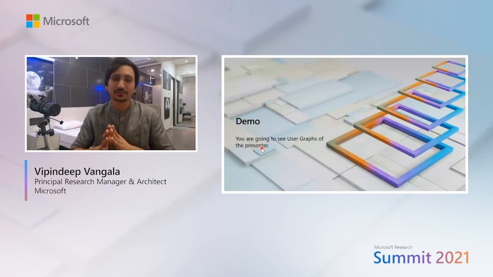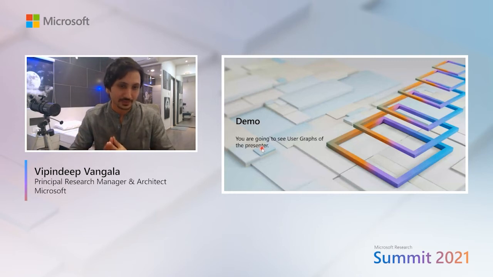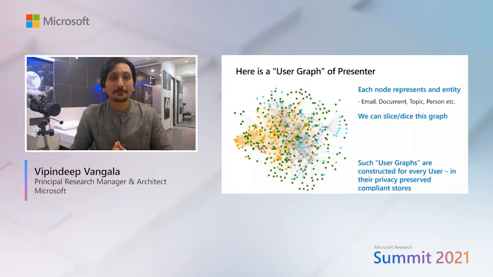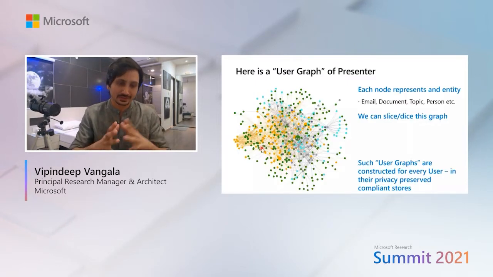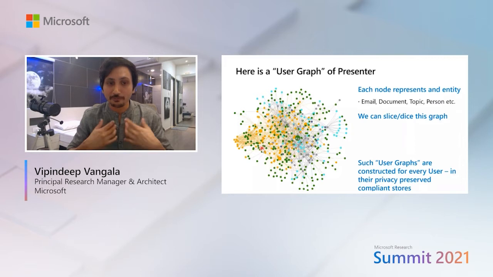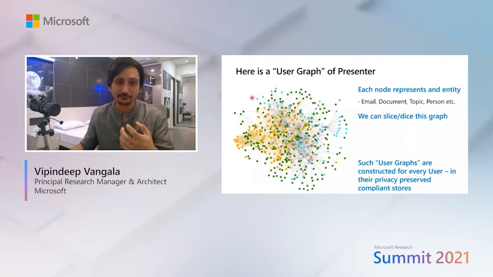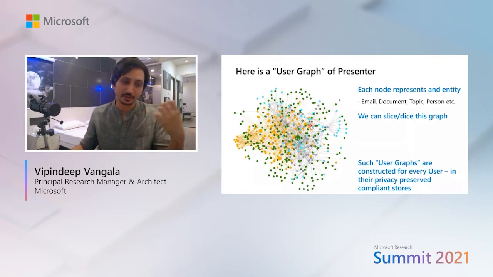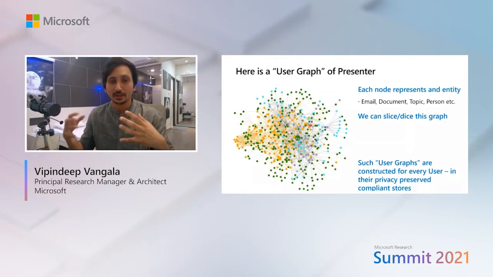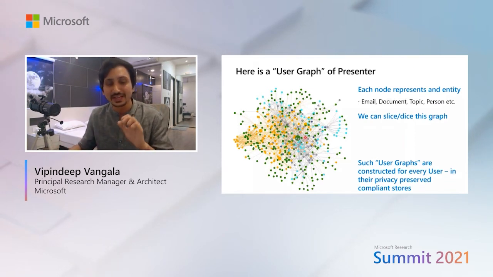Let's get into a quick demo of the user graph and the potential of this graph learning. What you're going to see is a user graph of this presenter. In this diagram, you actually see a real user graph of me as a user in my O365 ecosystem. The way you should look at this graph on the left-hand side is that all my data from emails, documents, etc. are combined together in this graph construct. Every node in this graph represents an entity. For example, the green color node represents topics. The orange color node represents documents. The gray color node represents email.